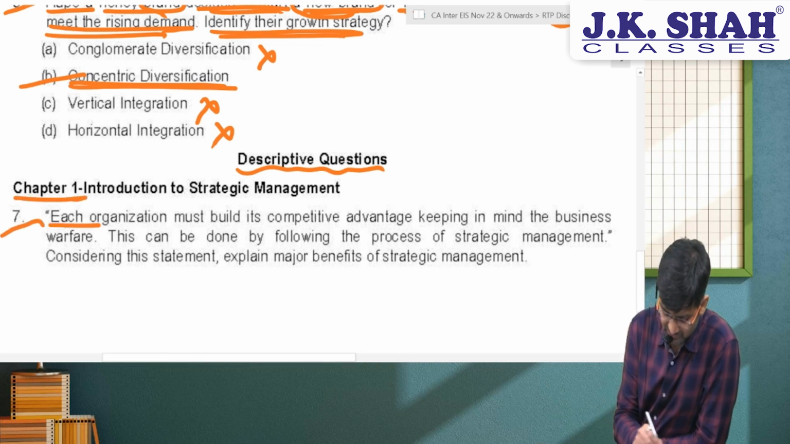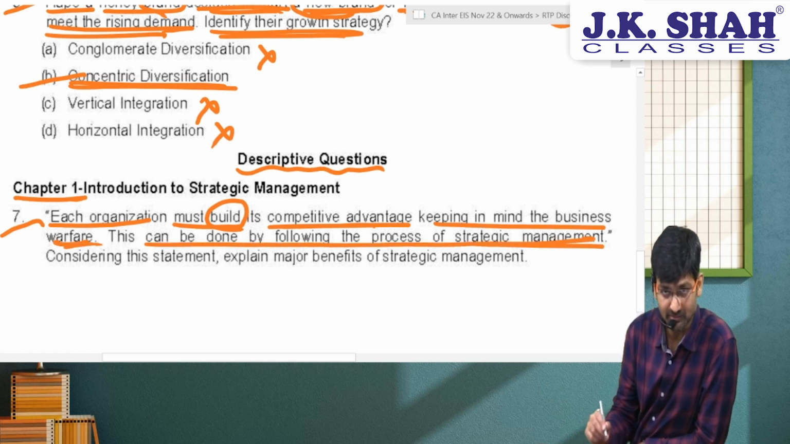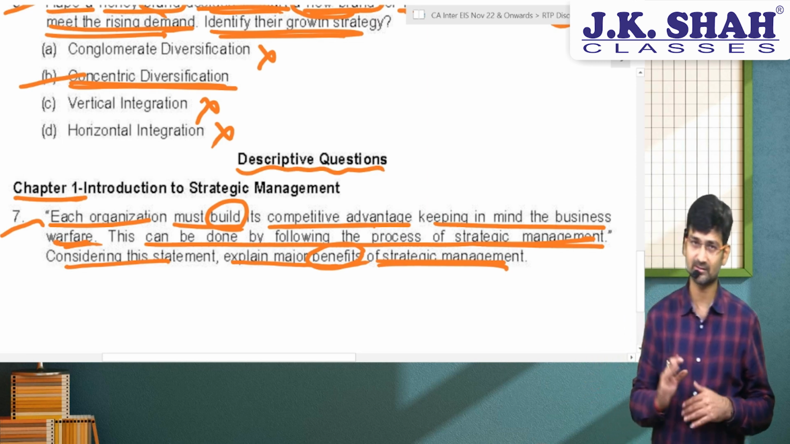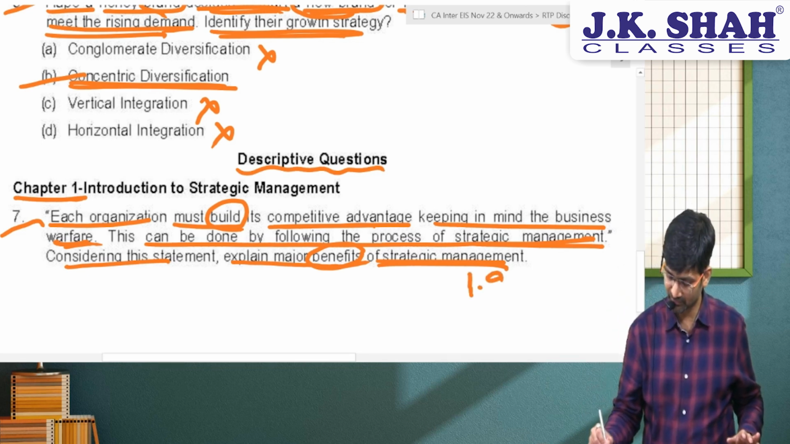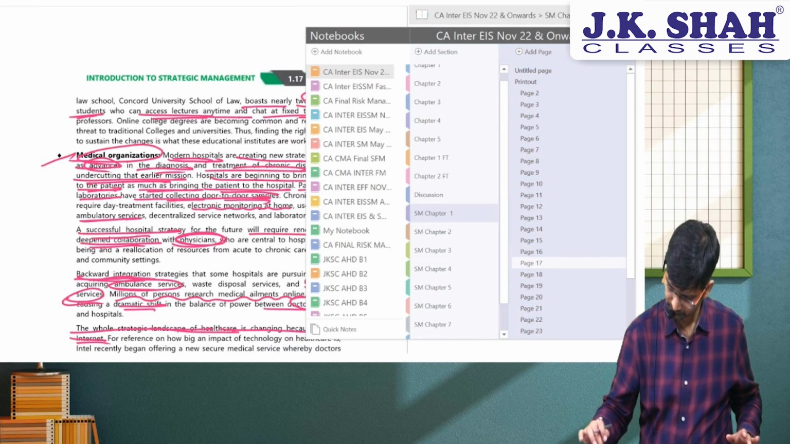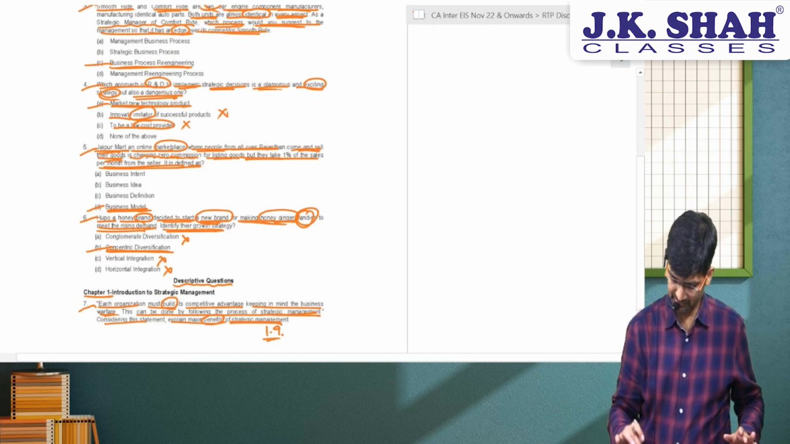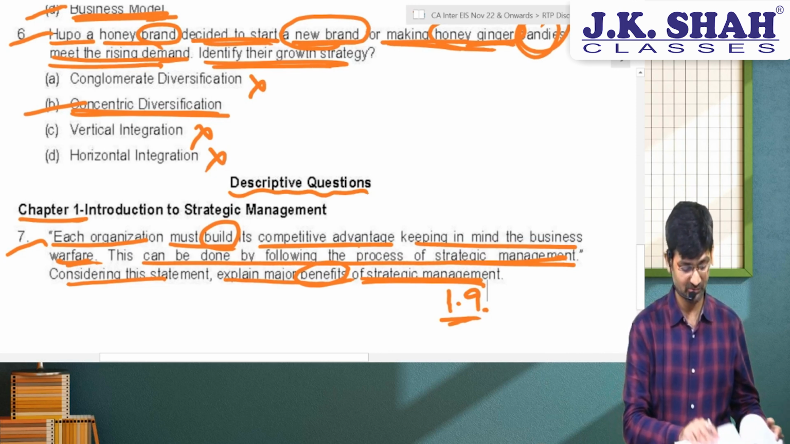Chapter 1: each organization must build its competitive advantage keeping in mind the business warfare. This can be done by following the process of strategic management. A standard line from the book. Considering this statement, explain the major benefits of strategic management. They give you a very easy, straightforward, direct question. Benefits of strategic management, chapter 1, as it is a direct question. Page 1.9 is the page number, if I remember right. And that's how this was a direct question. So this was like a lucky bonus question. Don't expect too many of those kinds.